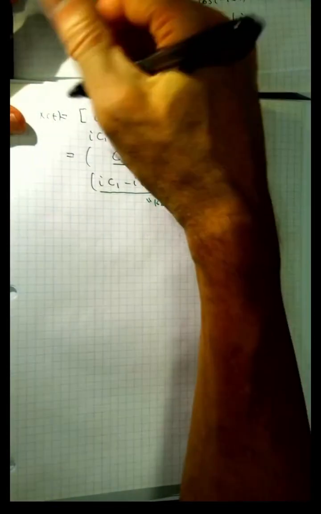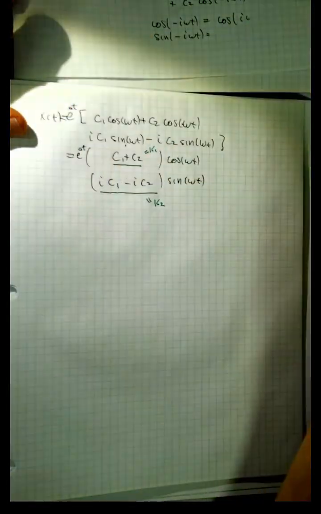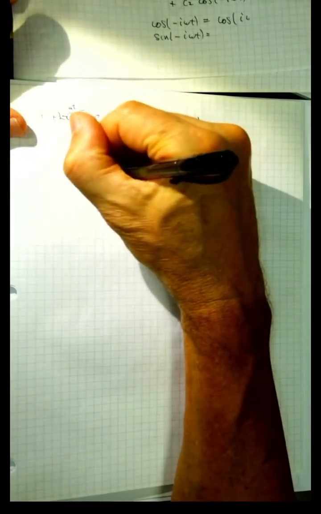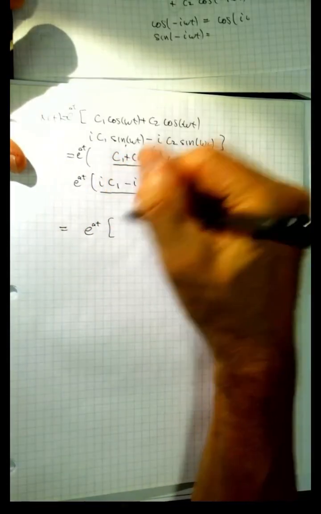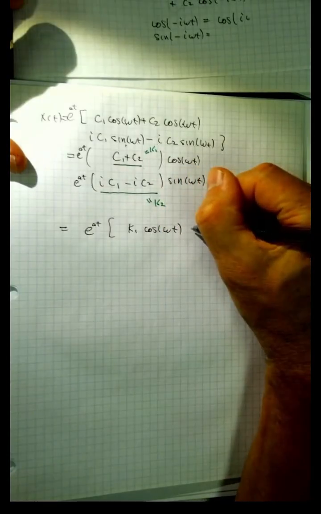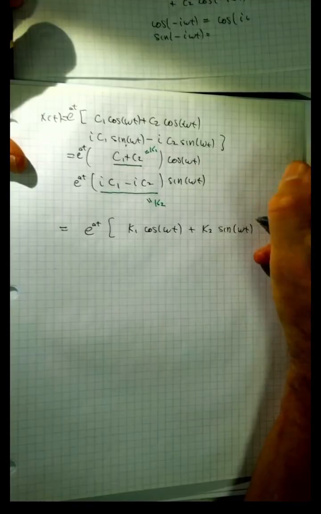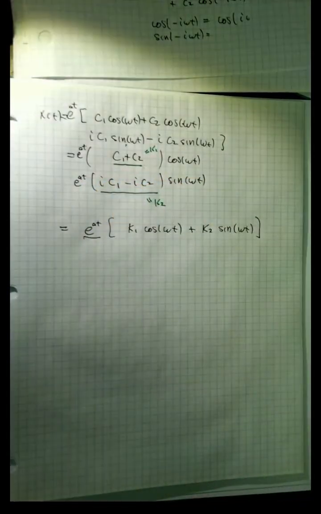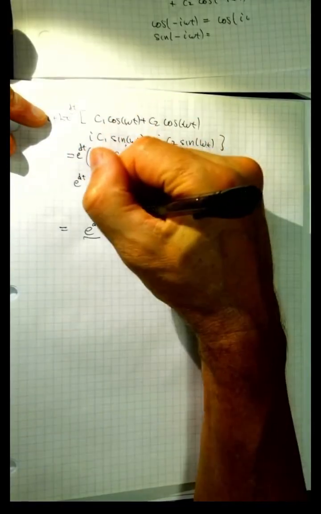Oops, and I forgot something. Notice in my original I had an e to the at. So I need an e to the at out here for both of these. So I'm going to have e to the at times k1 cosine of omega t plus k2 sine of omega t, all multiplied by, oops, I called that d on the previous page, e to the dt. Sorry about that.